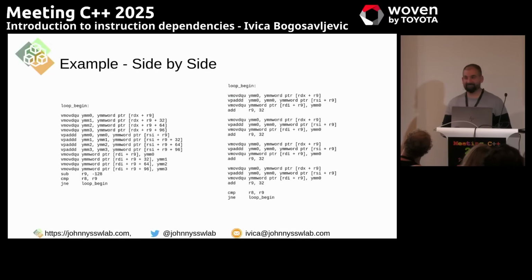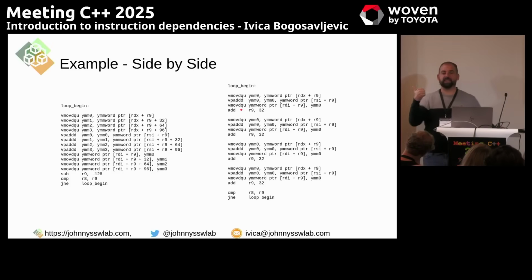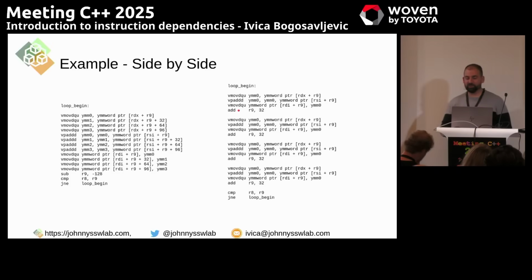What happens with the addition? The addition has 1 cycle latency. There is a dependency chain of additions. This addition depends on this one, and this on this one, and this on this one. What does that mean? You can execute 1 addition every cycle.